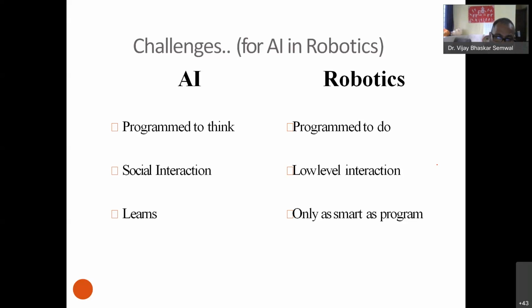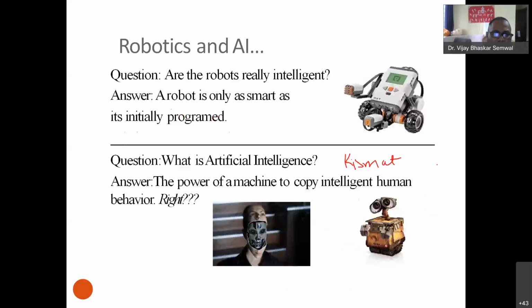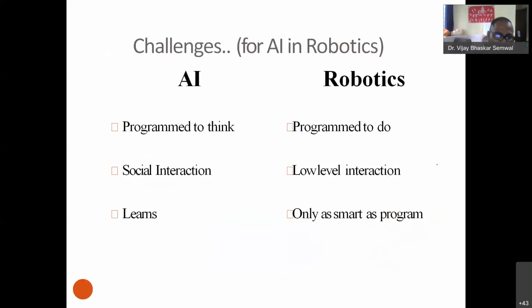And a robot is only as smart as its program. So a robot agent is only as smart as whatever we have already programmed. In AI, we can learn new behavior, any new sort of behavior we can acquire. It is not necessary that it does only what we program. In AI, we have social interaction. By social media, we are not only identifying which community, which age group people are there, but we are also understanding them. But in robotics, we have a very basic level of interaction, not like playing soccer and others. In AI, we program to think, but in robotics, we have to program to do. We defined a robot as a reprogrammable machine, and we can reprogram, but at least we have to program.